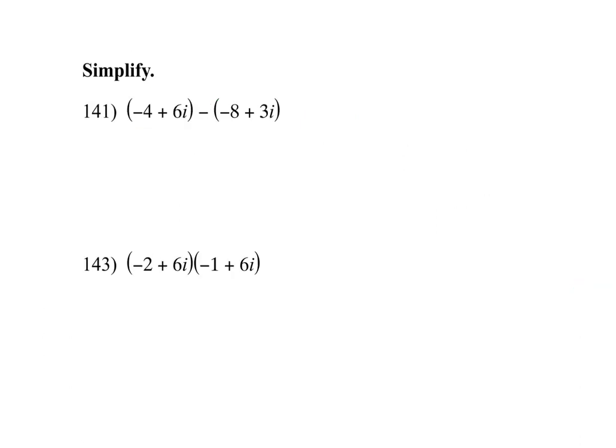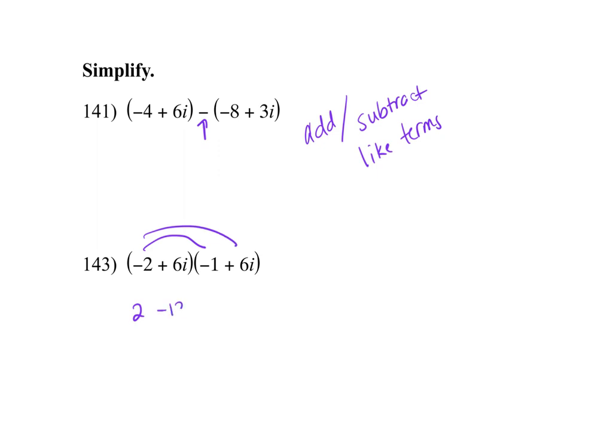All right? If it has an addition or subtraction, add or subtract your like terms. That's all you're doing. You are not foiling here. You are just combining your like terms. If it looks like this, it's a foiling. Multiply all the way across. All right? So pay attention to what it is asking you to do.